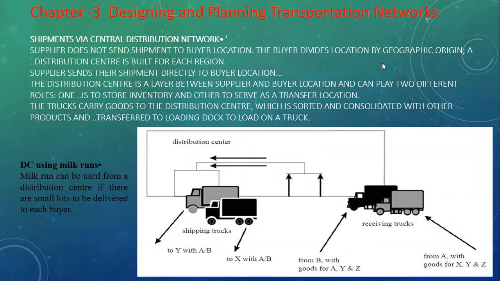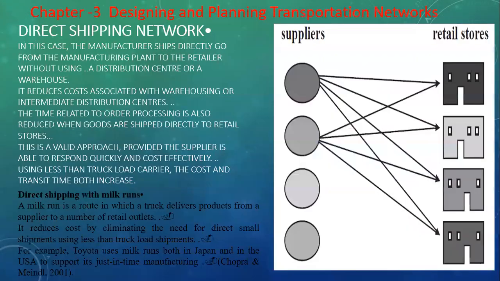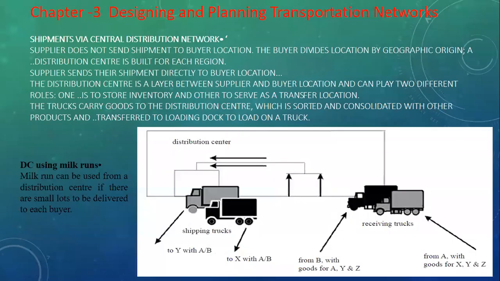In this chapter we are completing shipment via central distribution network. In the earlier session we understood the direct shipping network, in which we directly move goods from supplier to the retailer. But in shipment through a distribution center, we use a particular center of distribution, we can say warehouses. Then from that warehouse, the shipment is delivered to the final destination.